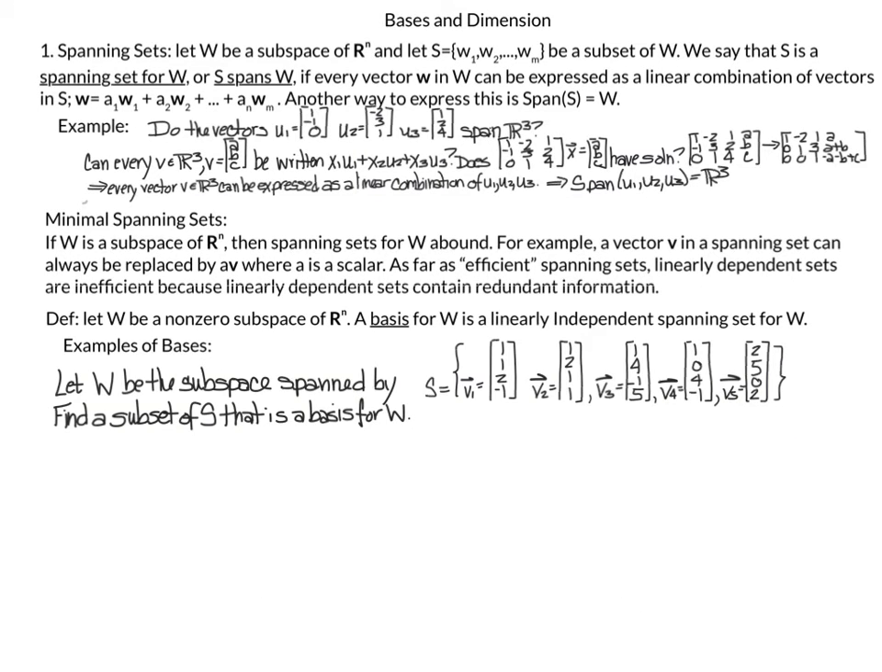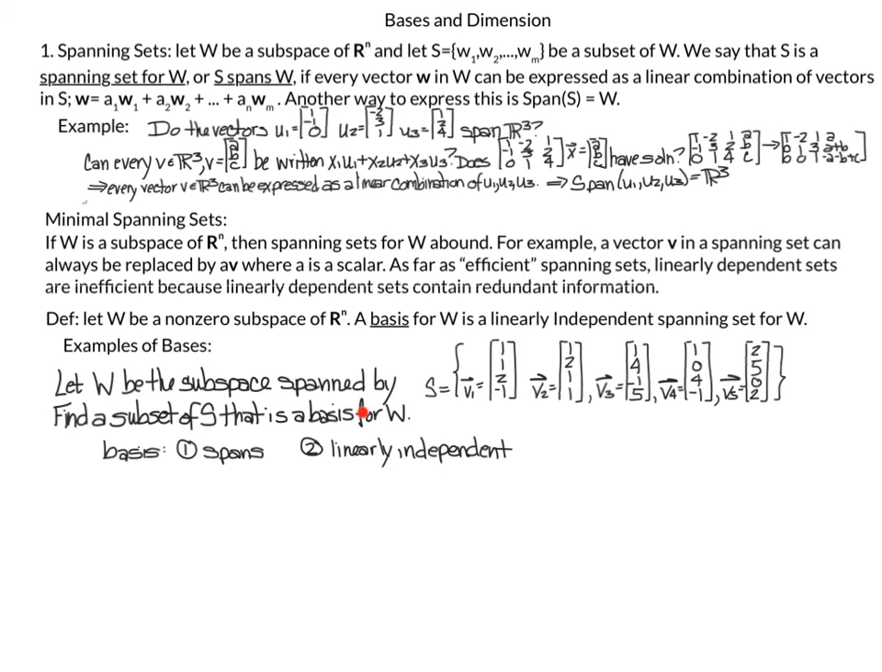Another example: let W be the subspace spanned by S, and we have 5 vectors: 1, 1, 2, negative 1; 1, 2, 1, 1; 1, 4, negative 1, 5; 1, 0, 4, negative 1; and 2, 5, 0, 2. We want to find a subset of S that is a basis for W.